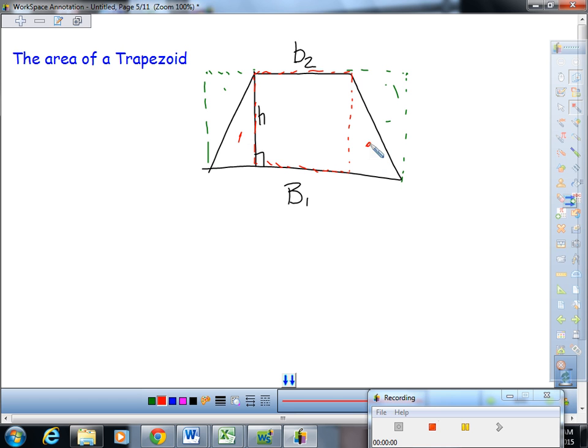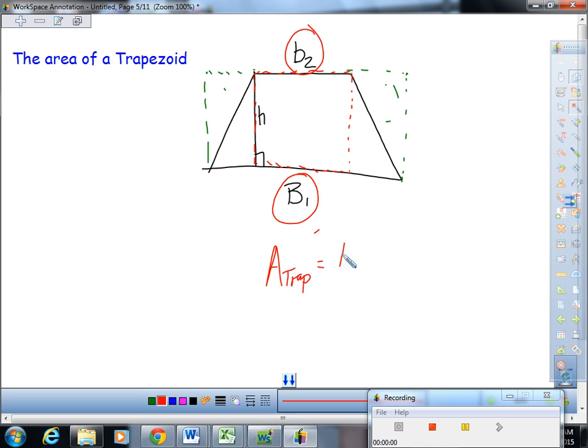So, you know, what do we do in math when one thing gives us too much and the other thing gives us not enough, and we want to know what's right in the middle? Well, we take the average, and that is the area formula for a trapezoid.